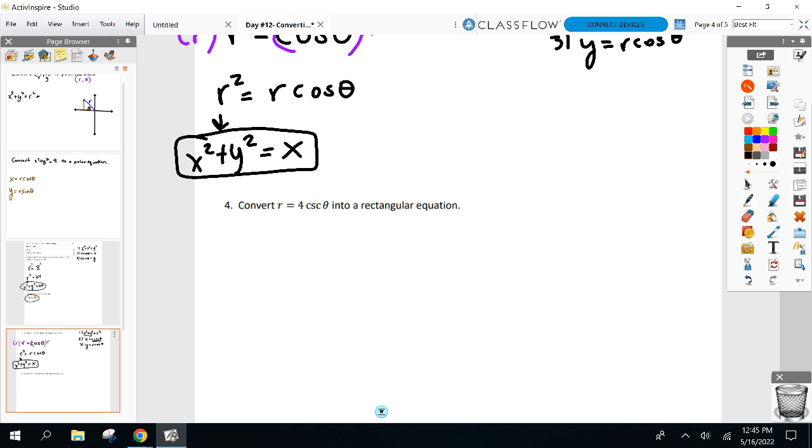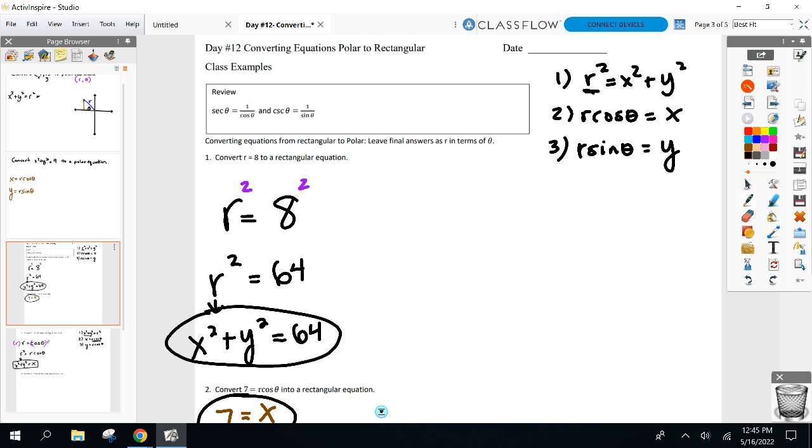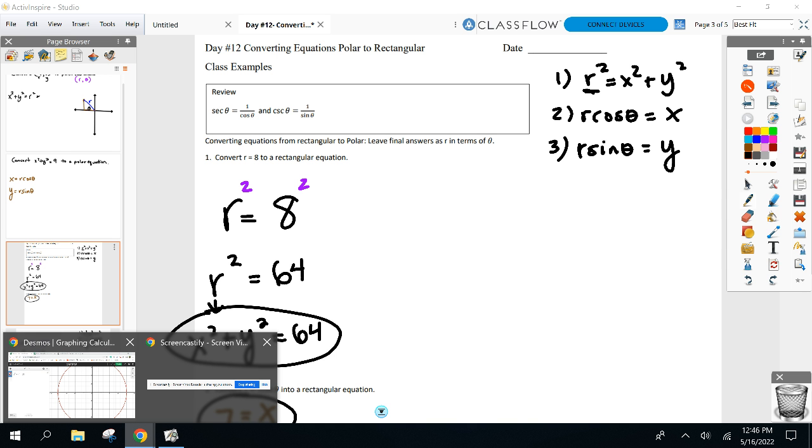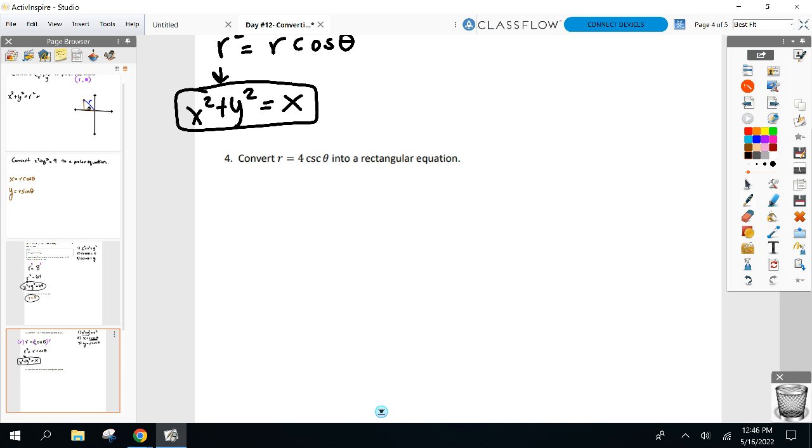All right, first thing. No shot I'm dealing with cosecant. There's nothing even resembling cosecant. So if you go to the front of your packet, that's why I gave you a review. What was cosecant equal to? 1 over sine. And why do I want 1 over sine? Because my rules have sine in them. So let's go back. Before I do anything, let's just rewrite this.